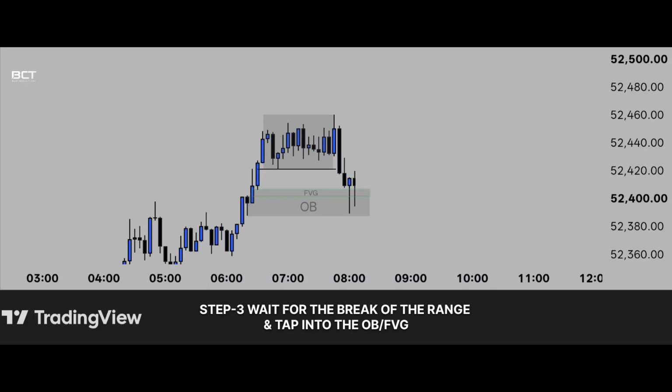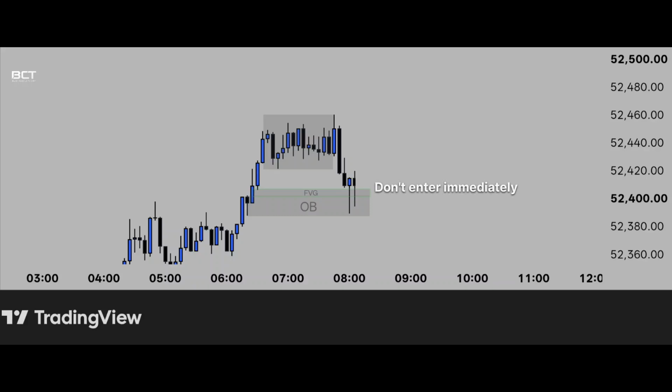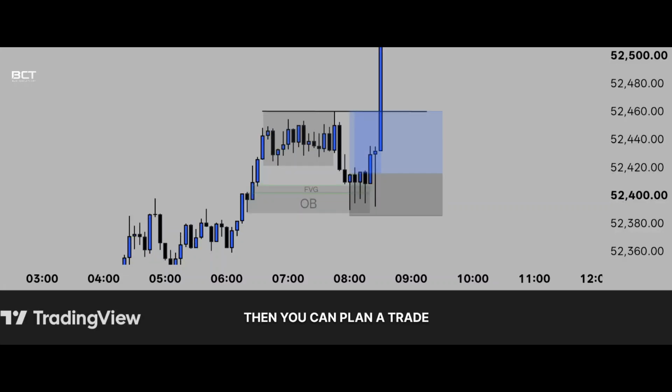Step 3. Wait for price to break one side of the range and tap into that order block or fair value gap. Don't enter immediately. Wait for a clear rejection, such as a strong wick or a rejection candle. Then, you can plan a trade and the target will be the other side liquidity.